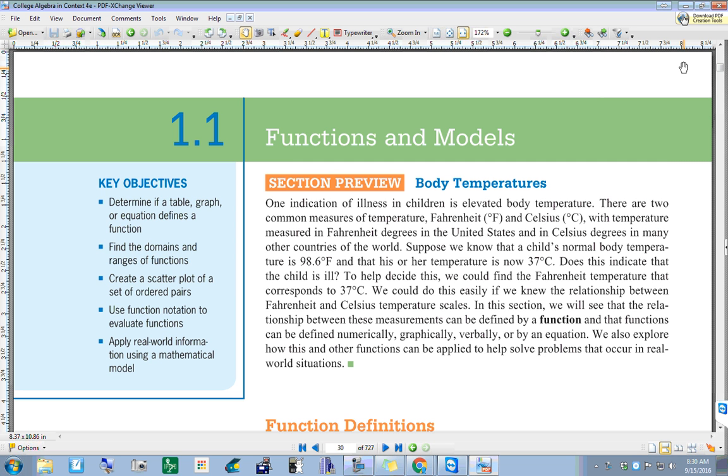All right, functions and models. Now, you kind of got to go back with the idea of what is a function. A function in this meaning is just simply something that you do. What is the function of a light switch? Turn a light off, turn a light on, right?